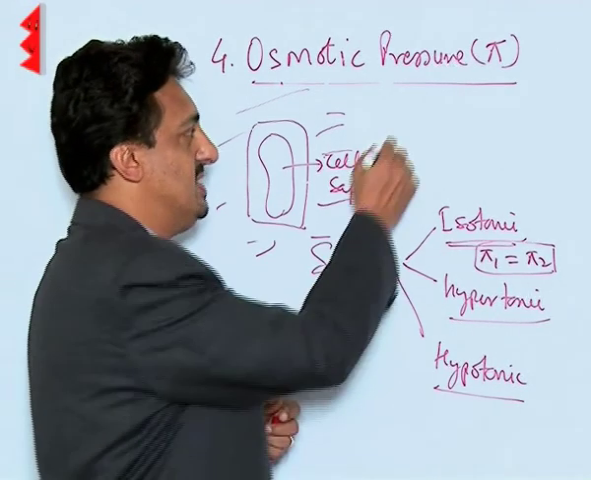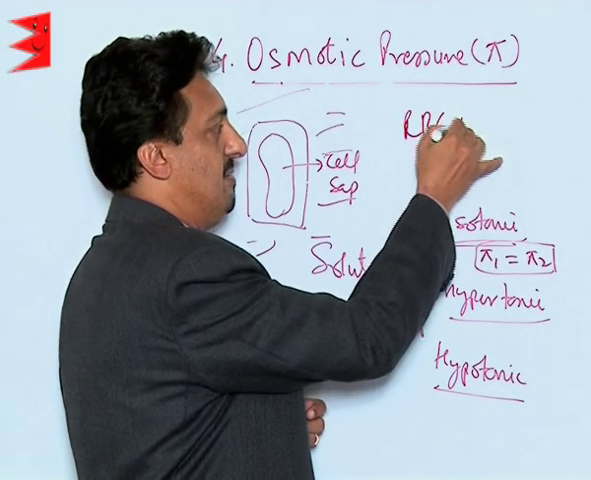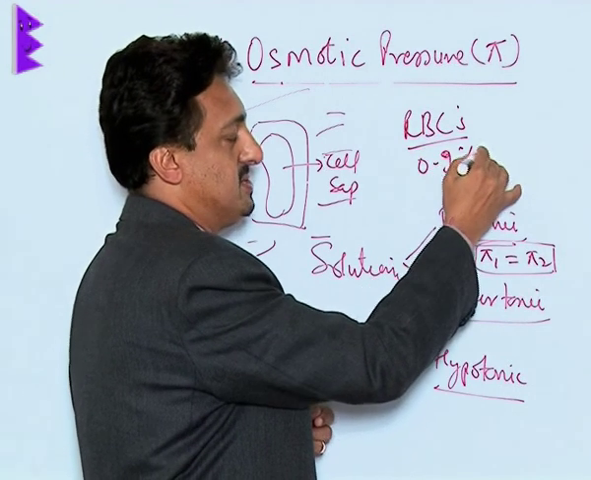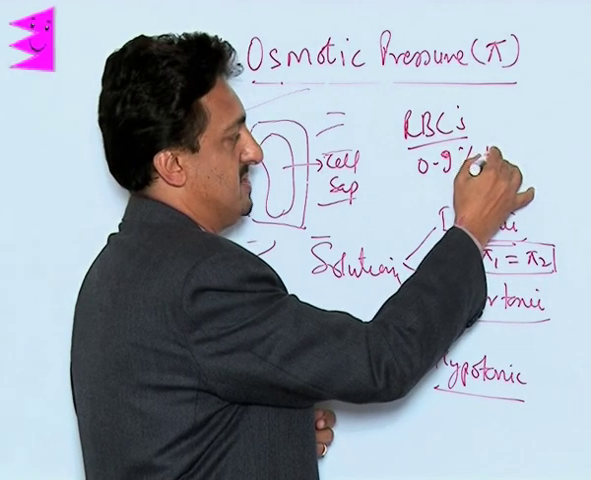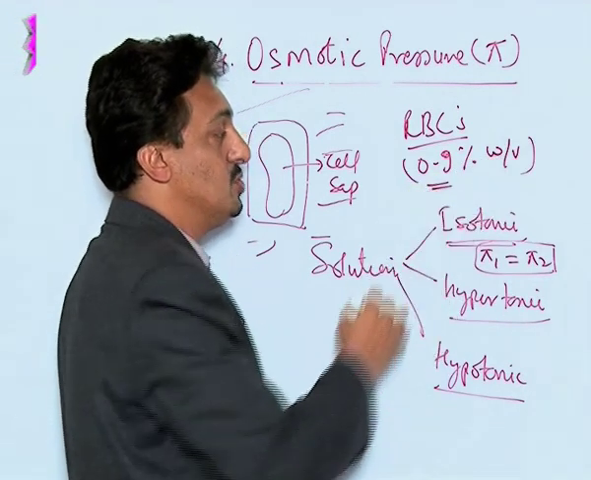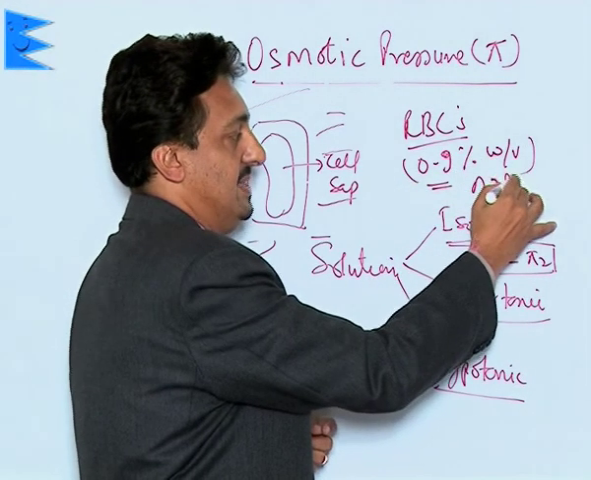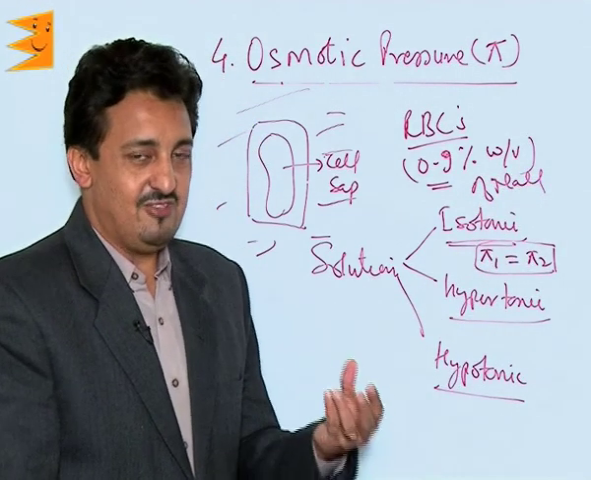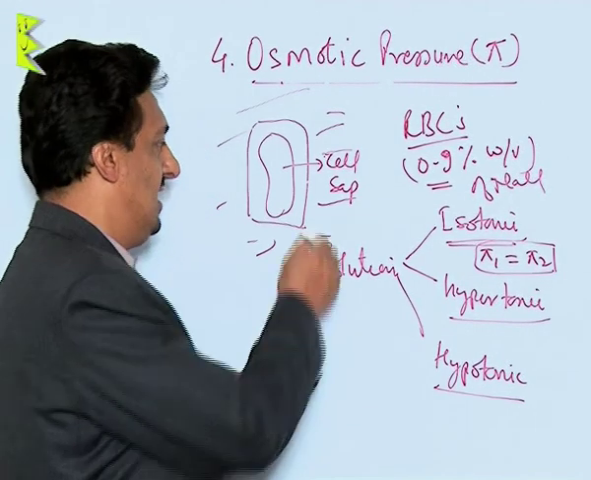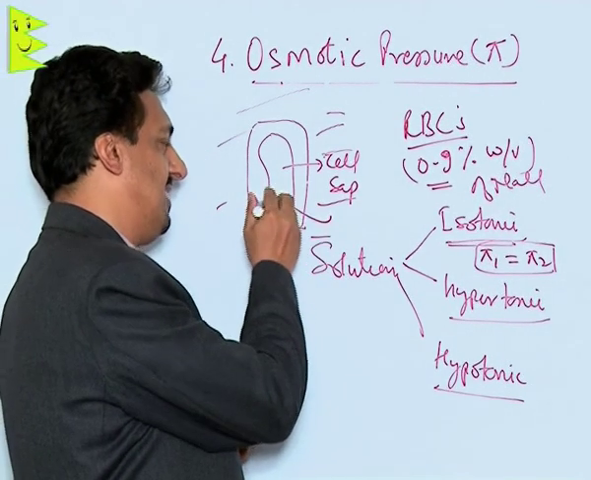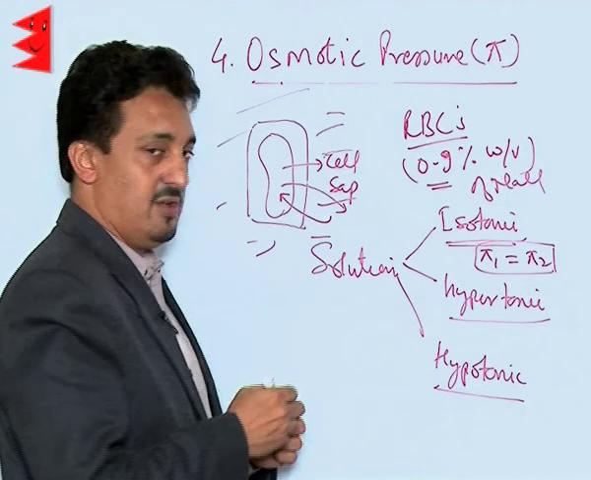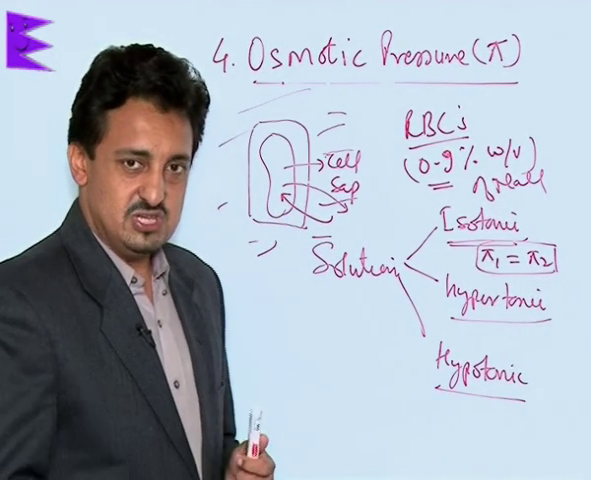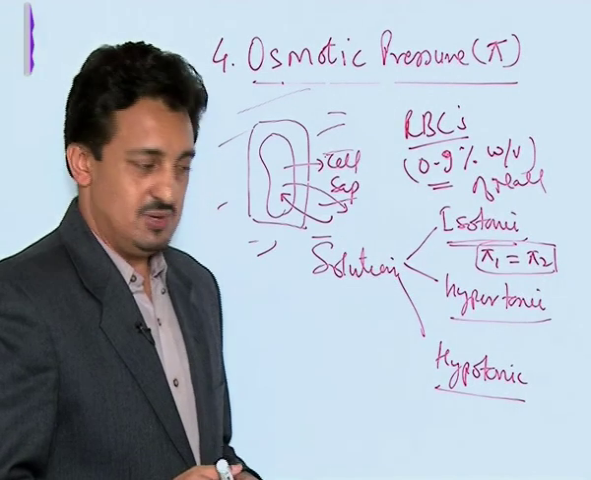Like if we want to see our RBCs live under the microscope, we know that we have to take them in a 0.9% weight by volume solution of NaCl. Then only we can see them live without any change in their shape, because the rate with which water is entering into the cell is equal to the rate with which water is coming out of the cell. So the cell remains in its original shape without any change. So these are called isotonic solutions.